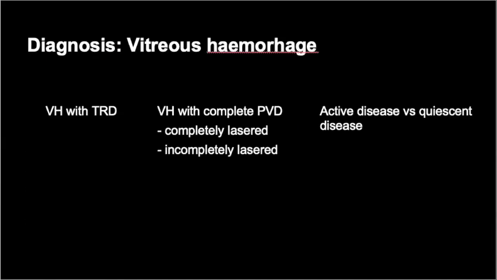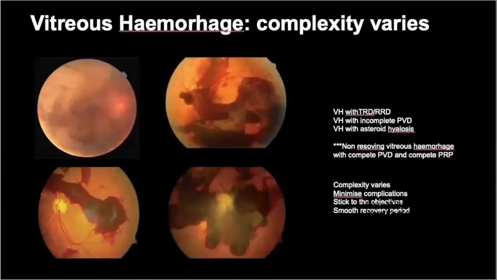Now, when it comes to the diagnosis of vitreous hemorrhage, again, it is not as simple as it sounds. To me, it matters whether it is a pure or simple vitreous hemorrhage with no traction retinal detachment, whether it is a complete PVD, or whether it's a completely lasered eye or an incompletely lasered eye. And what also matters is whether we are operating on an active disease or a quiescent disease eye.